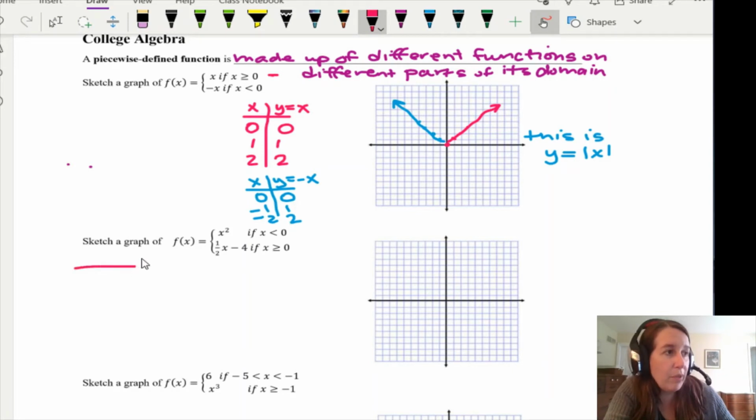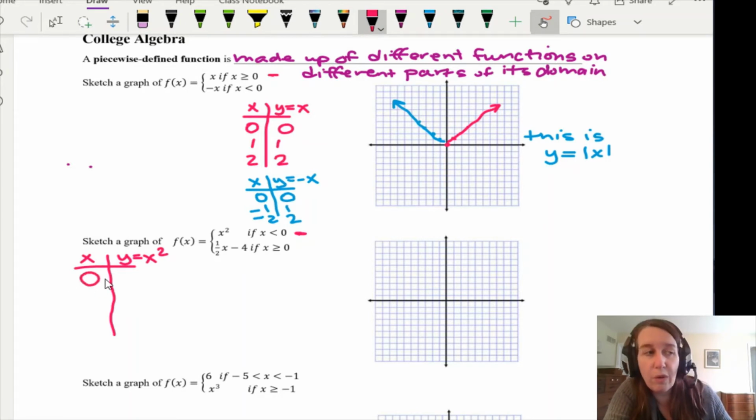For our first piece, I'm going to write this one in pink. Let's do a table. It's x is less than 0. So this is x, this is y equals x squared. That's this first function. And it says x is less than 0. Always put the endpoint, any of the endpoints of the domain in. So that would be 0, 0. And then we need to go less than 0. So let's put in -1. If we put in -1, we square that, we get +1. Let's put in -2.